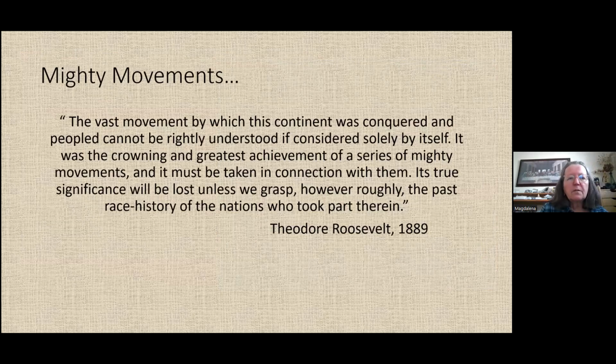Theodore Roosevelt said in 1889, "The vast movements by which this continent was conquered and peopled cannot be rightly understood if considered solely by itself. It was the crowning and greatest achievement of a series of mighty movements, and it must be taken in connection with them. Its true significance will be lost unless we grasp, however roughly, the past race history of the nations who took part therein."